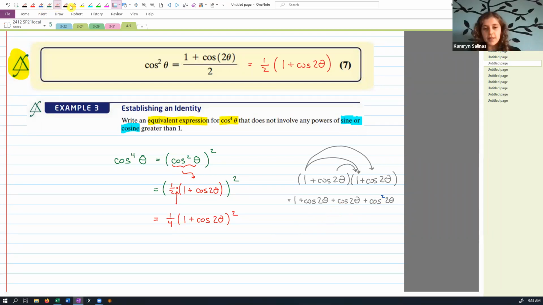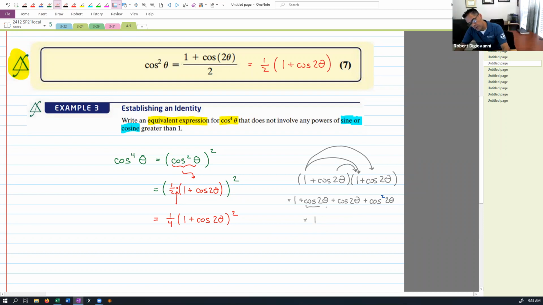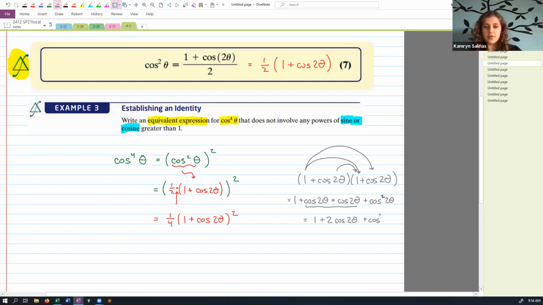Now, Cameron, can you do anything else to simplify this? You can combine the cosine of 2 thetas. So what will you have? You're saying the 2 middle ones come together to be plus 2 cosine of 2 theta, and then the cosine squared. Okay, everyone see that? That is what this is.